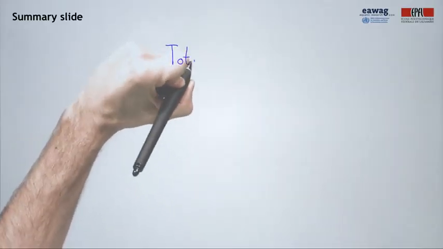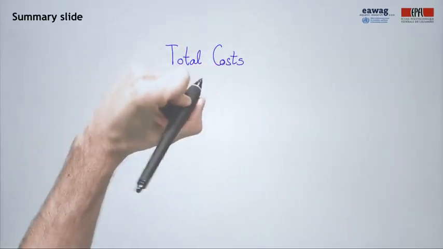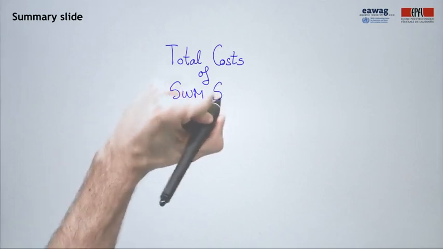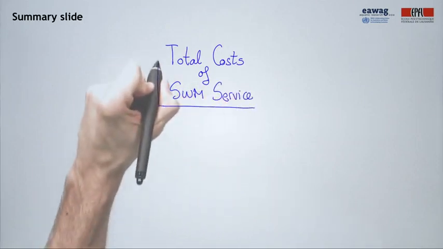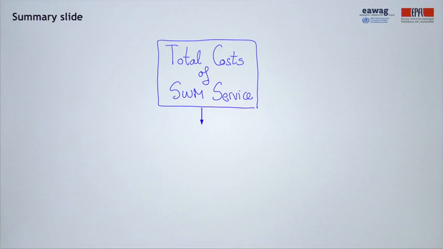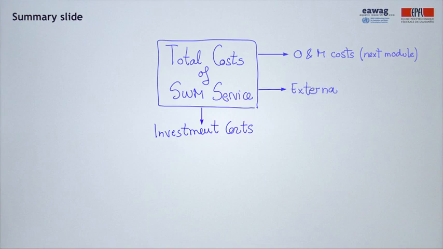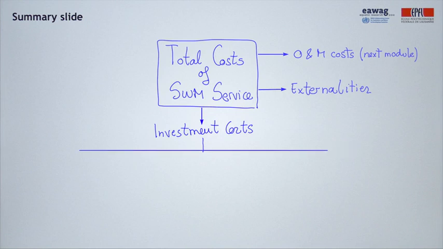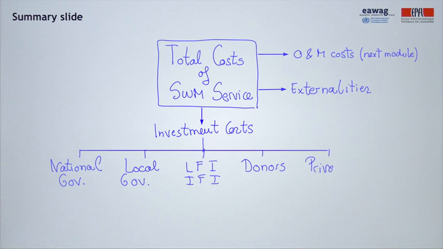In this module, we learned about the total costs of providing solid waste management services. Knowing this cost is really important. These are investment costs, operation and maintenance costs, which will be covered in the next module, and externalities. Furthermore, we also saw the most common sources that exist to cover investment costs, which are coming from national governments, local and international financing institutions, donors, and the private sector.